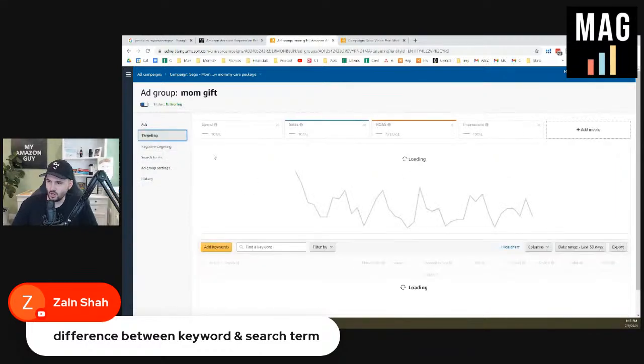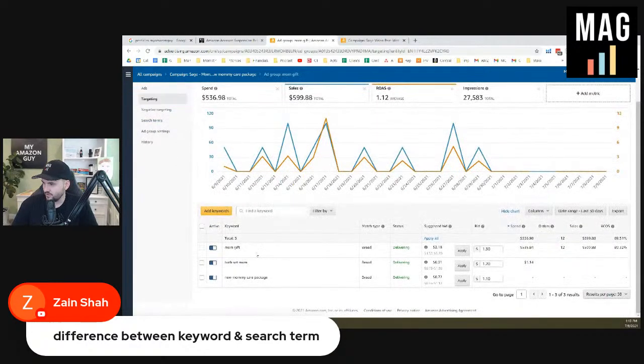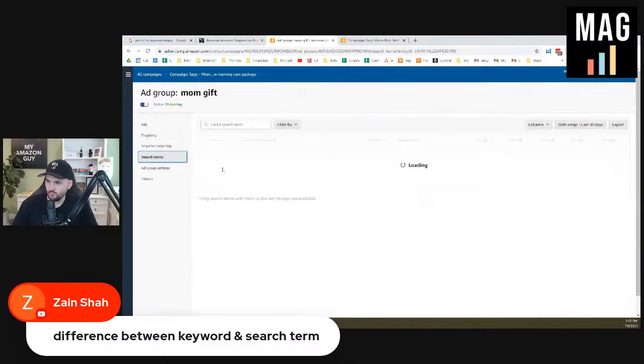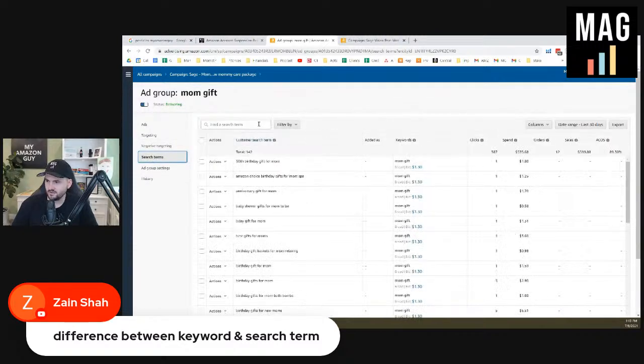So if you go into the targeting, you're going to see that I targeted the word mom gift, right? So I've got a bid of $1.30, which is low for the range of 218. But when I go into the search term, you can see somebody that typed in mom gift might have searched 50th birthday gift for mom. That would be the actual customer search term.